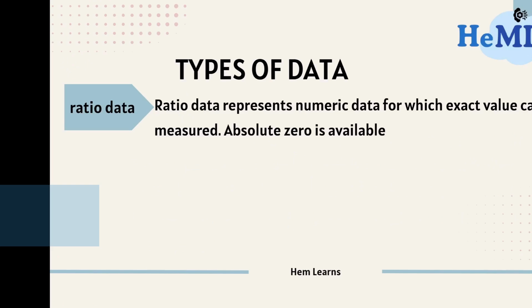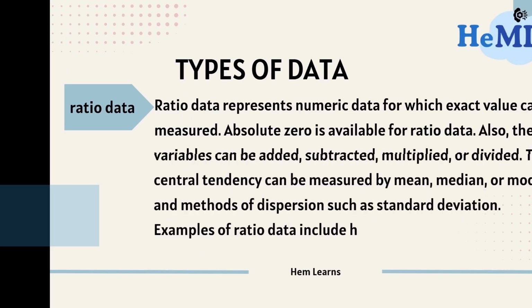Ratio data. Ratio data is the most powerful type of numeric data because it has all the properties: order, equal spacing, and true zero. This means you can add, subtract, multiply, and divide. Examples include weight, height, salary, distance.